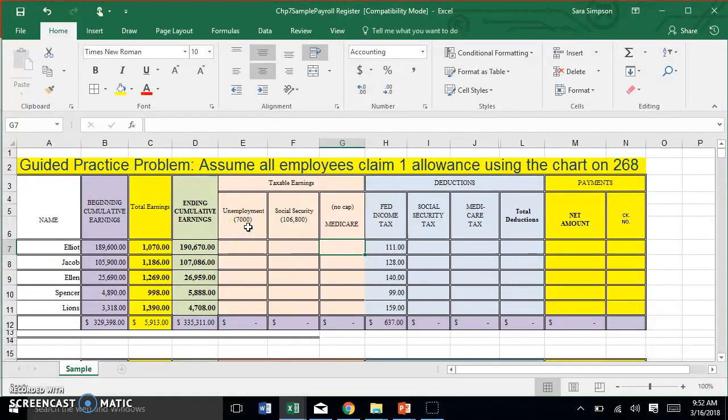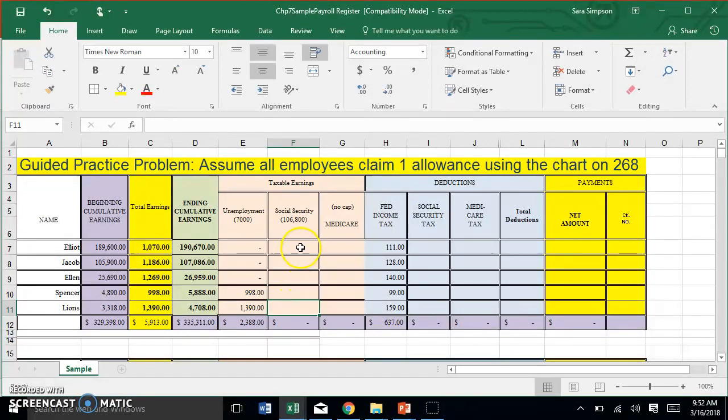Unemployment is the first $7,000 that we contribute towards unemployment tax for others who may be in need. Elliot, Jacob, and Ellen have already made way more than $7,000, so they have $0 to contribute. Spencer and Lyons have not yet hit that cap, and then they make more money, and then at the end they're still under $7,000. So in that case, all of their yellow earnings will be taxed for unemployment. As far as calculating the tax, we learn that in the next chapter.